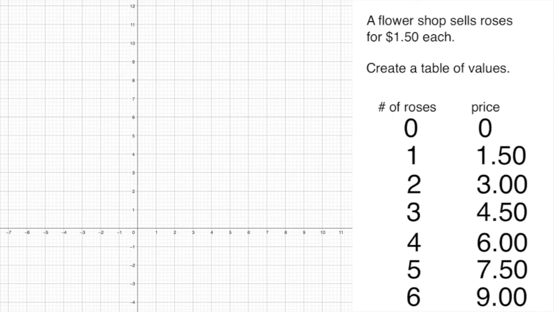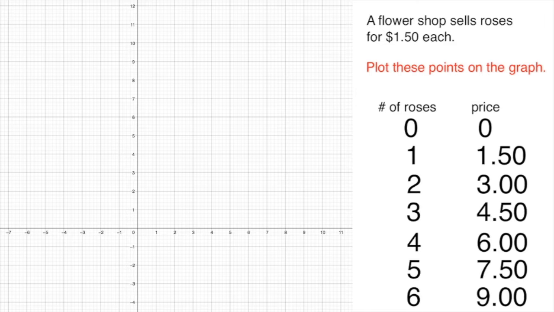Okay, so in our last video, we created a table of values. You see it on the screen. You may have noticed I had this Cartesian plane on the left, and that's because the next part of our question is, can we plot these points on the graph?